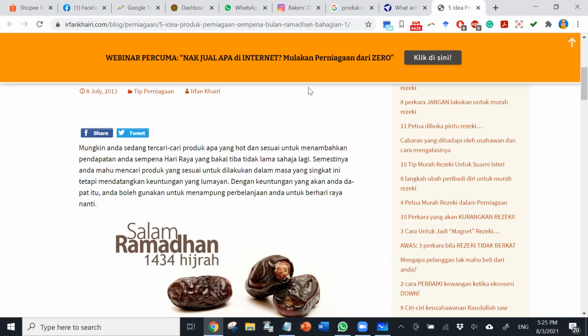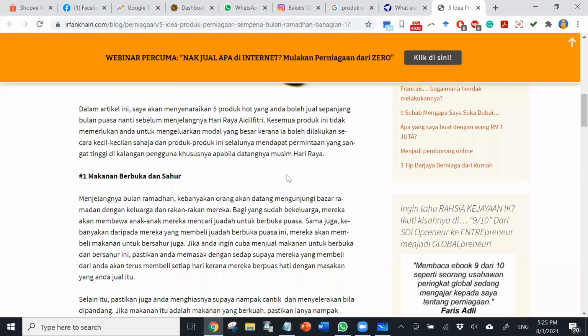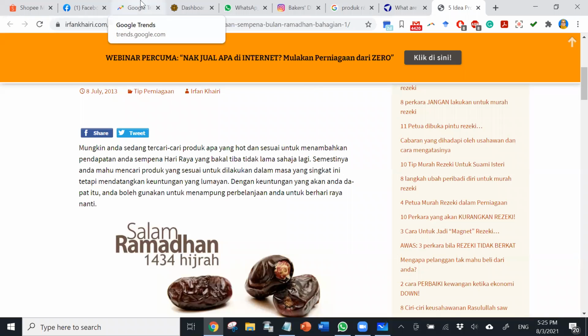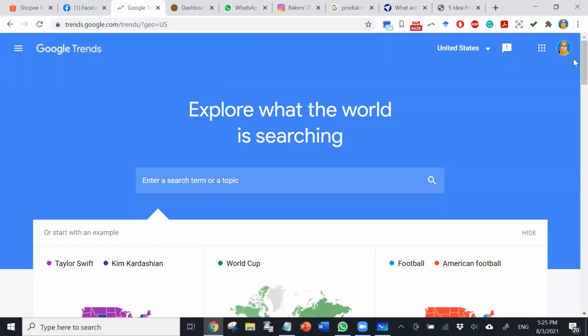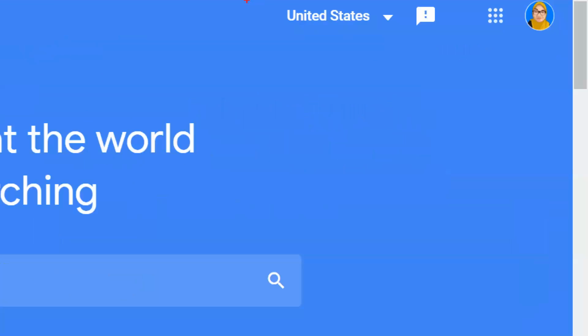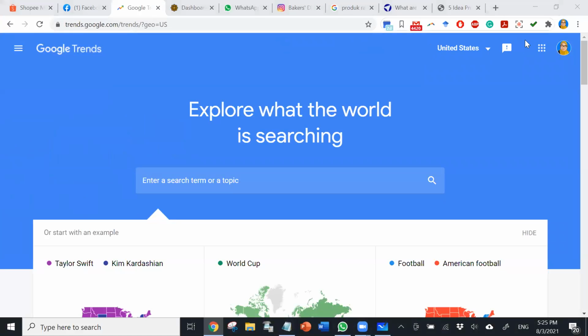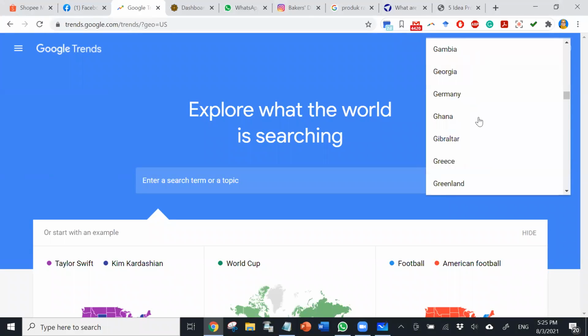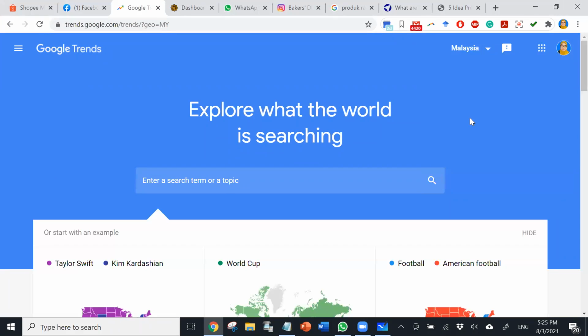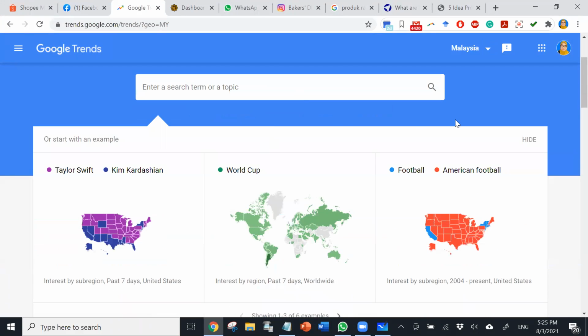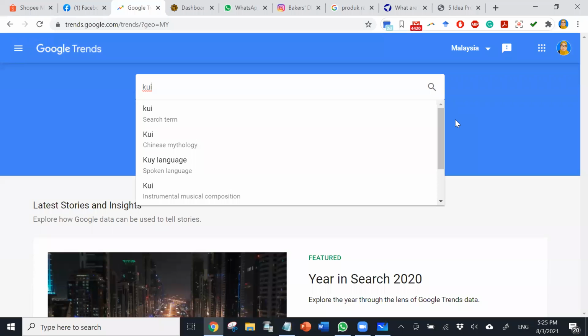So once you know what you want to buy in a category, for example you want to sell Raya cookies, you go to Google Trends. As you can see here, you go to Google Trends. Here we have country, so you click on the country and then click on your country. Like me, I click on Malaysia and then I search kuih raya. Kuih raya means Raya cookies, Eid cookies. Kuih raya.